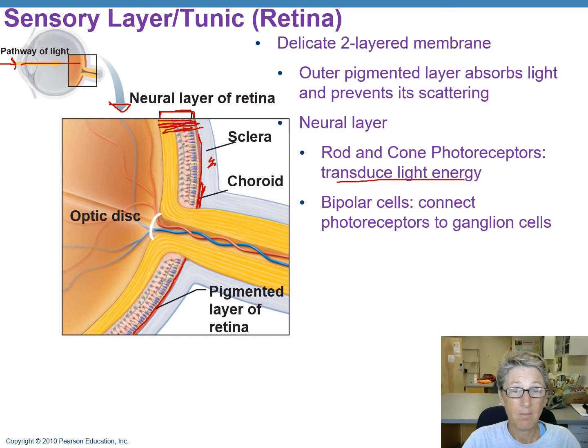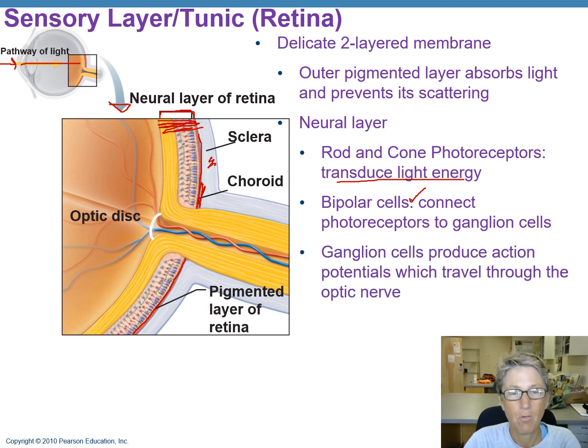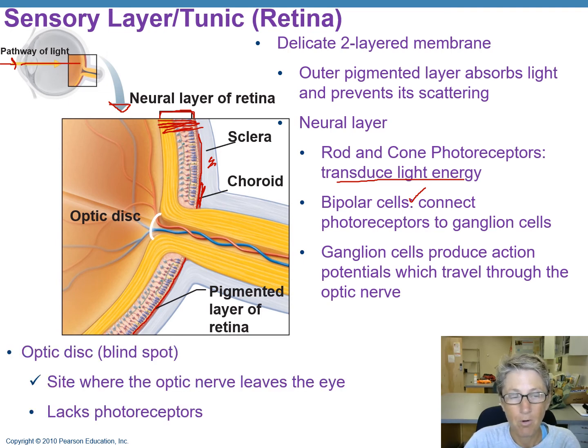It consists of not only rod and cone photoreceptors, but also these cells called bipolar cells that will connect the photoreceptors to the ganglion cells. And it's the ganglion cells' axons that will form the optic nerve. And action potentials will travel through the axons of the ganglion cells in the optic nerve.